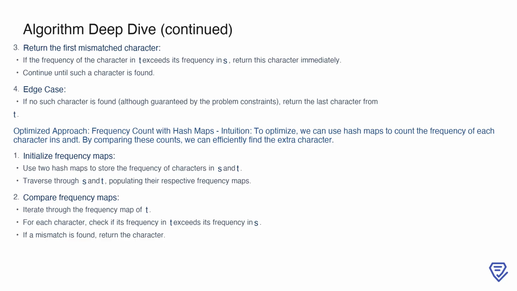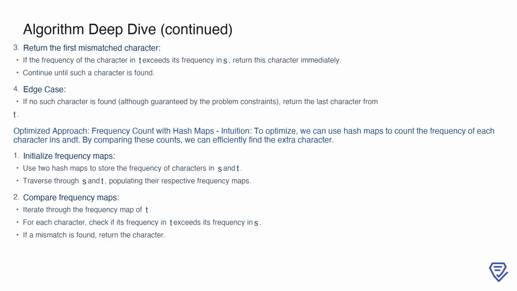Once we identify the first character in T whose frequency exceeds its counterpart in S, we can return that character immediately. This ensures that we stop the process as soon as the extra character is found. If, for some reason, no such mismatch is found, which is theoretically impossible due to the problem constraints, we can safely return the last character of T, as it is guaranteed to be the extra one.